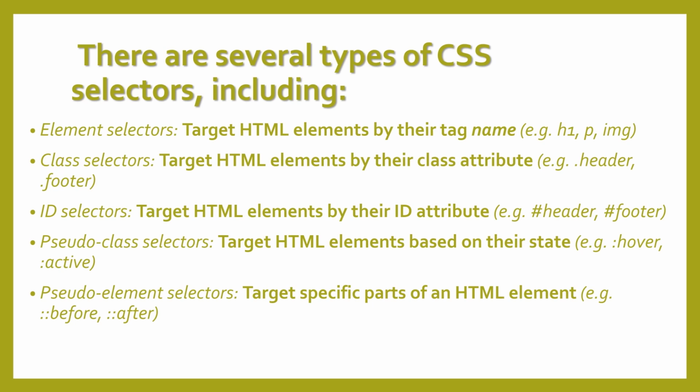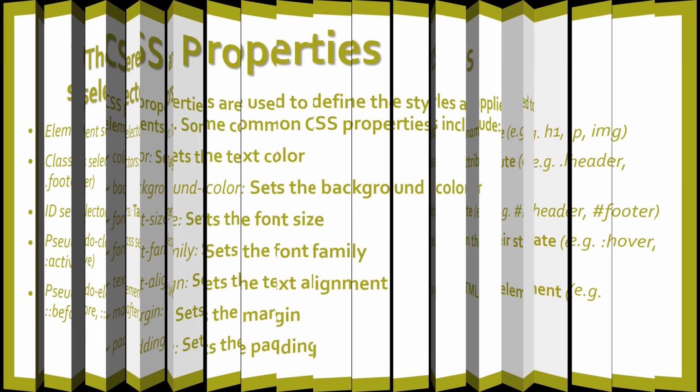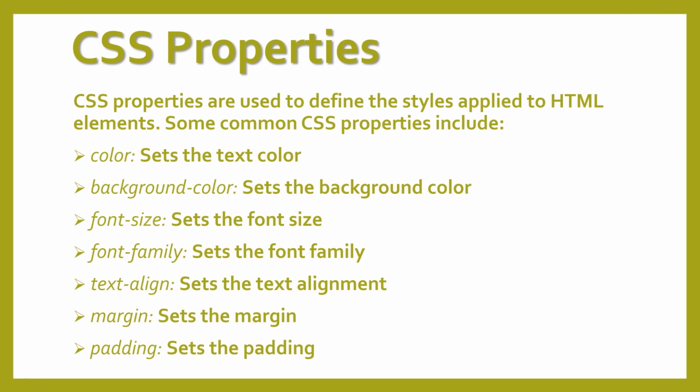So CSS properties are used to define the styles applied to HTML elements. Some common CSS properties include color, background color, font size, font family, text align, margin and padding. So color sets the text color. Like in this tutorial, what you can see is that the color of the text is green. If you want to change it to red, or to blue or whatever, color is the property.